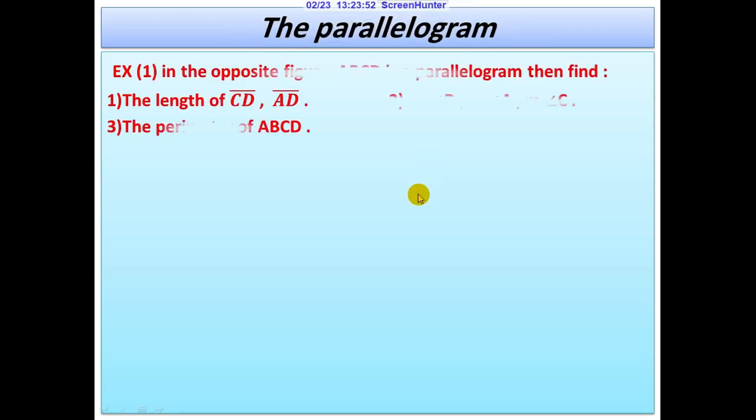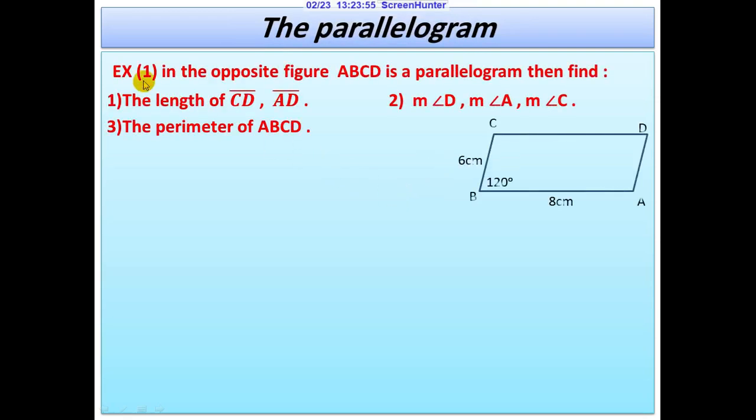The first exercise here: the opposite figure ABCD is a parallelogram. He gave me the measure of angle B equal 120 degrees, the length of CB equal 6 centimeters and AB equal 8 centimeters. Now he asked me to find, number 1, the length of CD and AD. Number 2, the measure of angle D, angle A, and angle C. And finally, the perimeter of ABCD.